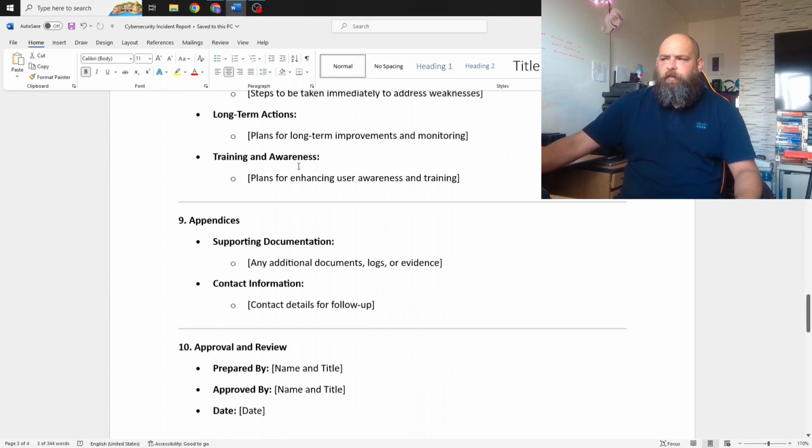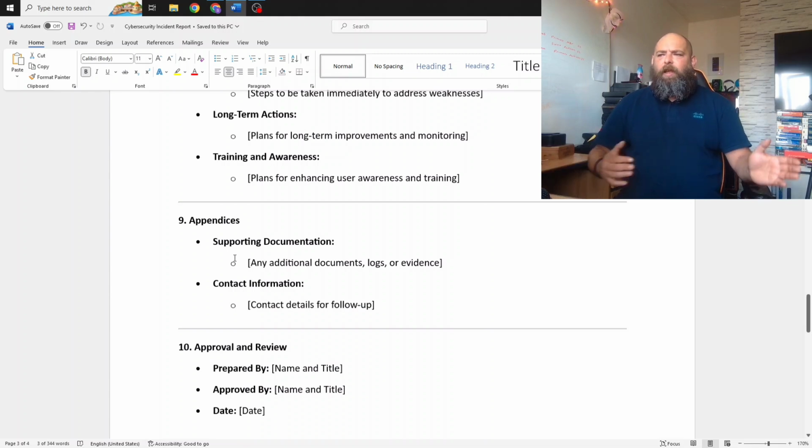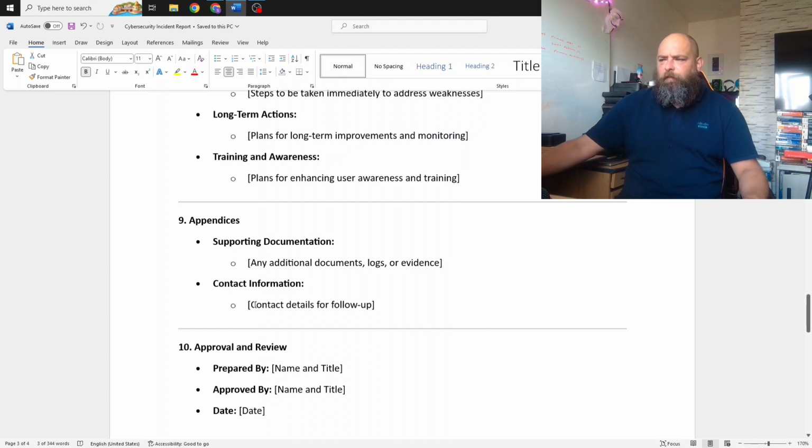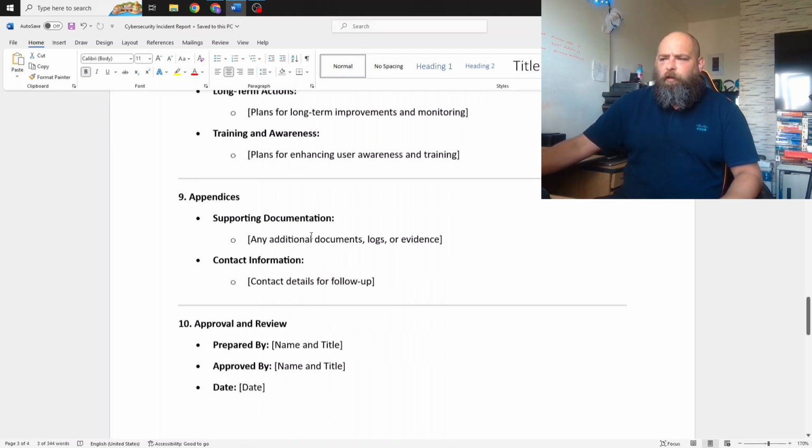Section 9 would see the appendices, so any supporting documentation or any additional documents, logs or evidence. That could come in later, so you'd need to factor that in, along with the contact information there as well, for contact details for follow-up. Now that contact information, if it's an external investigation, would need to be given. That would also be listed in the supporting documentation.